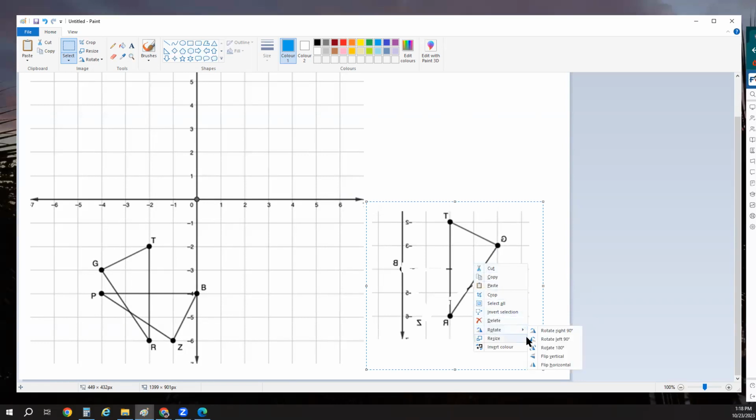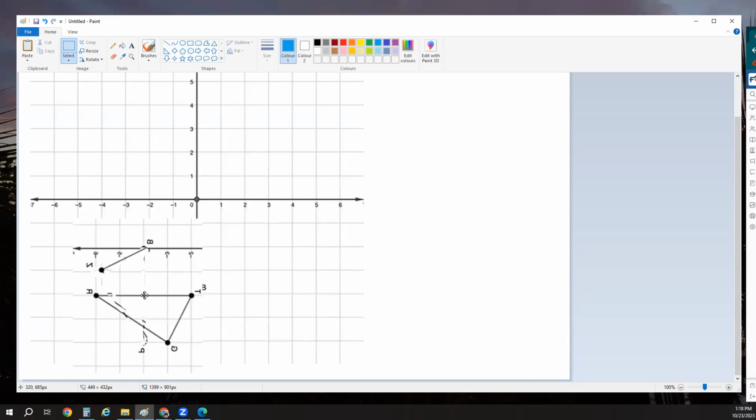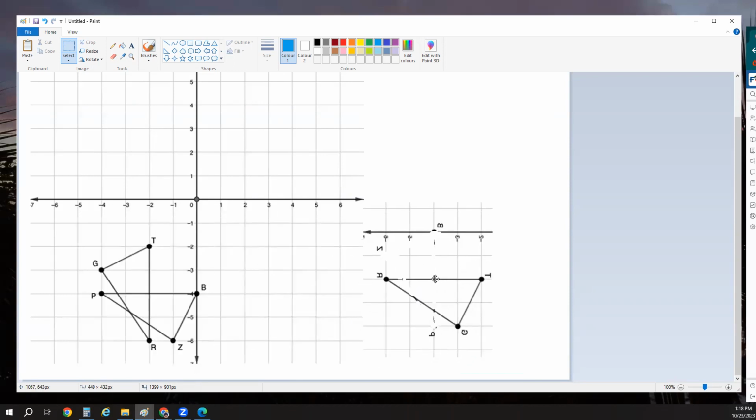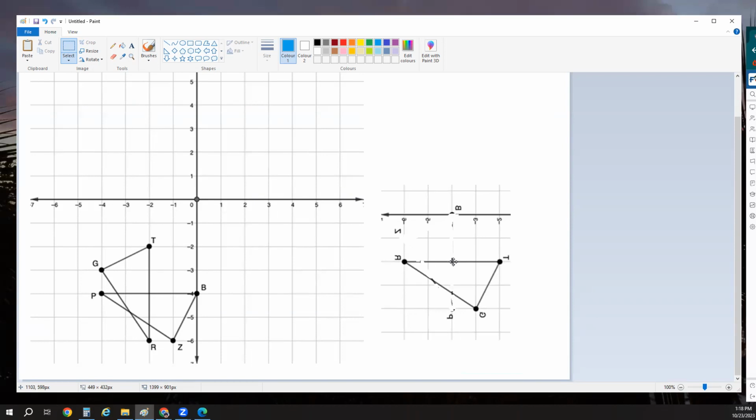Okay, so then I'm going to rotate it clockwise. All right, so there we go. That looks like what I need to do. And then I'm going to have to move it. There's going to be a couple of translations here, at least 3 translations on this one. So let's get to work.